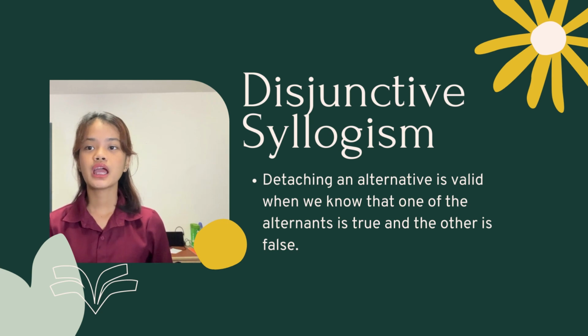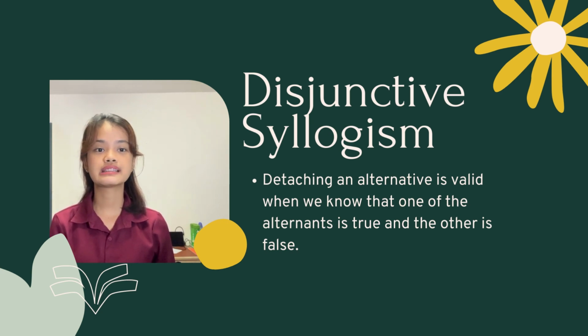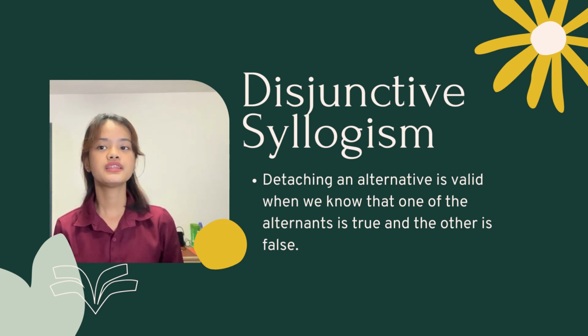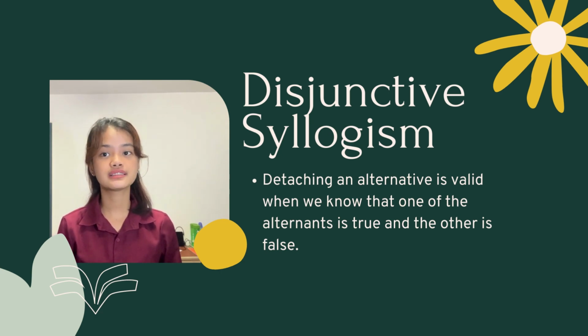Lastly, one type of a valid argument form is disjunctive syllogism. Detaching an alternative is valid when we know that one of the alternants is true and the other is false. It will be false if both statements ay true or parehong false. This is called disjunctive syllogism.